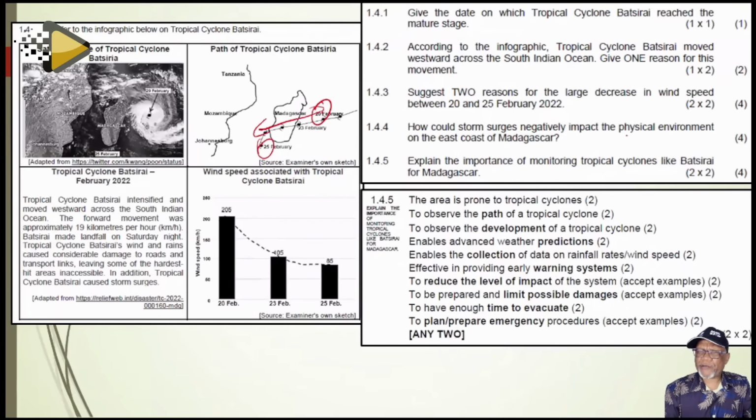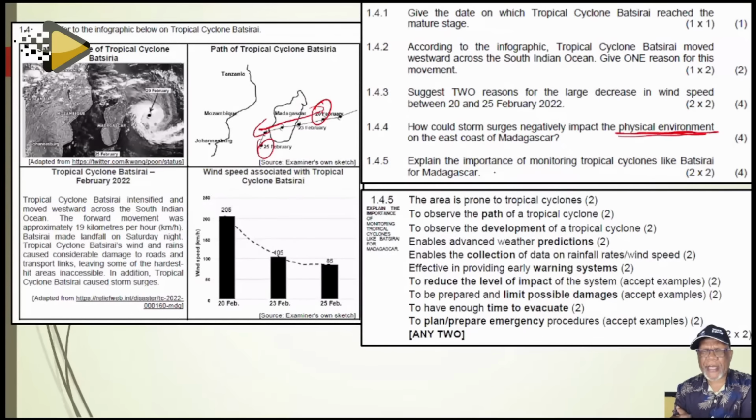How could storm surge negatively impact the physical environment? We have already spoken about the impact on the physical or natural environment, so we are not going to go back and look at that. We said it causes soil erosion. We said it destroys natural vegetation. The very same answers that you give for a mid-latitude cyclone, you are also going to give for a tropical cyclone, because the clouds are the same there. They are cumulonimbus clouds.